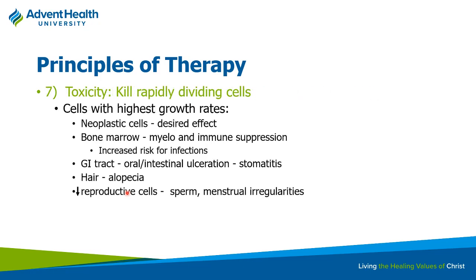And then, looking at our toxicities, I'll focus a lot on this. Because we're killing rapidly dividing cells, as we've already alluded to, the bone marrow is going to be affected. So you can see things like thrombocytopenia and neutropenia. The GI tract is going to be affected. Hair is going to be affected. Also, the reproductive cells are going to be affected as well. So sperm production is going to go down, and menstrual irregularity is going to occur. So again, a lot of side effects of these medications.